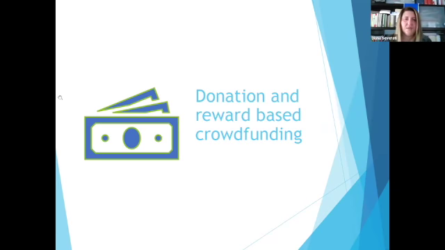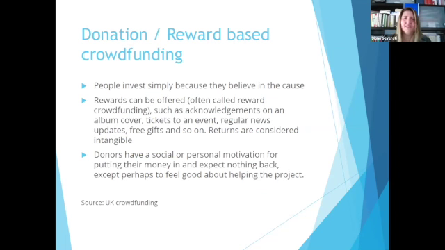In donation and reward-based crowdfunding, people give simply because they believe in the cause. They make a donation. It is not an investment, it is a donation. Rewards can be offered. If you don't have any rewards, just a thank you for donating, for supporting us, this is donation-based crowdfunding. When you have a reward for your donation, it could be just a gadget or the product itself, it is reward-based crowdfunding. Donors have a social, personal motivation for putting in the money and expect nothing back, or just a gadget.